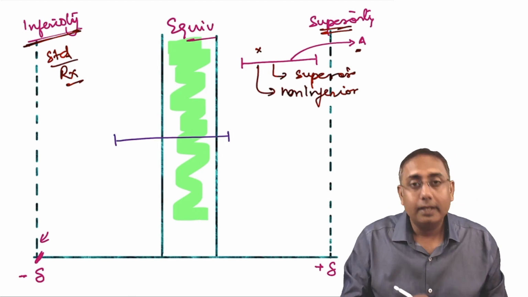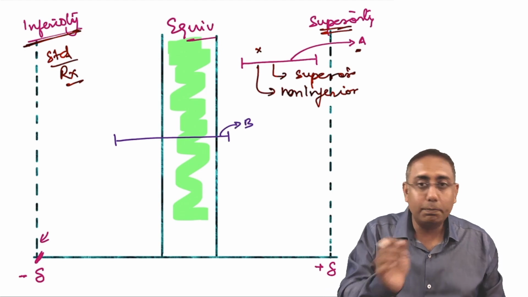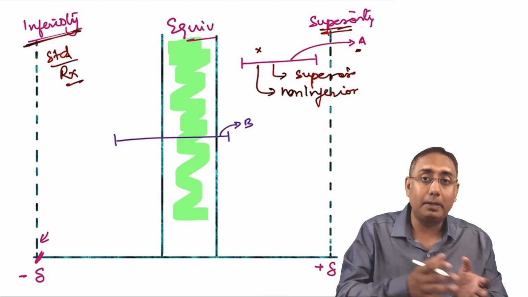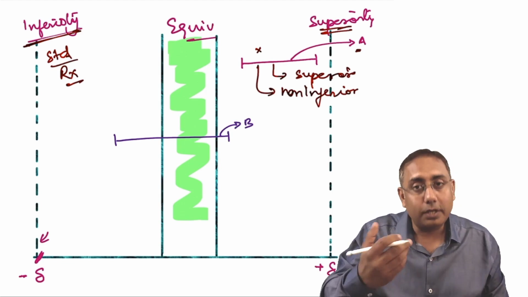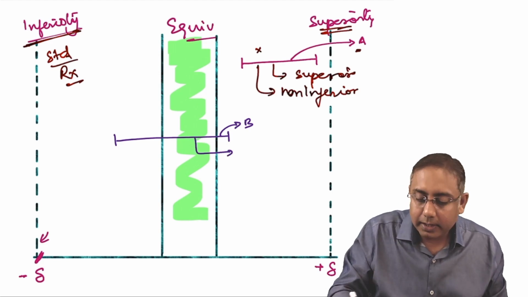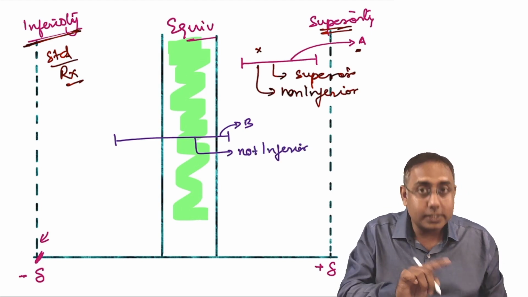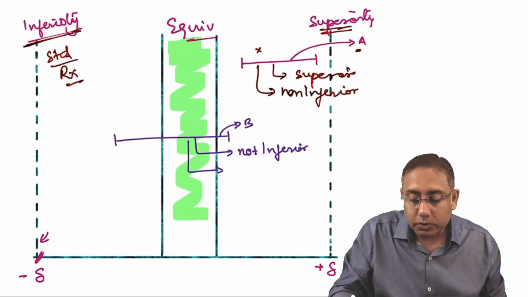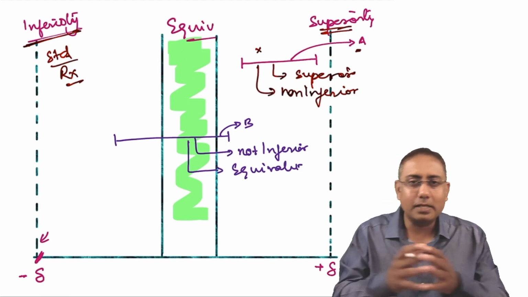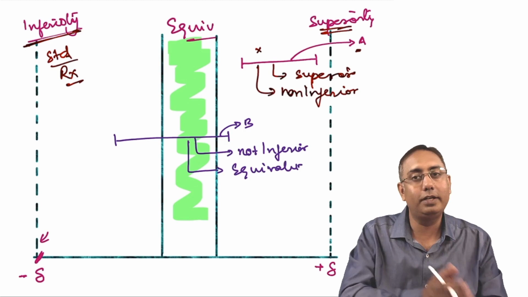What does this mean? Is this drug B superior? Maybe, maybe not. Sometimes it is superior, sometimes it is not superior, sometimes it is equivalent. So is it inferior? The answer is no. It is not inferior to the standard drug, but it is not superior either. It is equivalent. So sometimes it is superior, sometimes inferior, sometimes equivalent. So it is an equivalent, not inferior, drug.